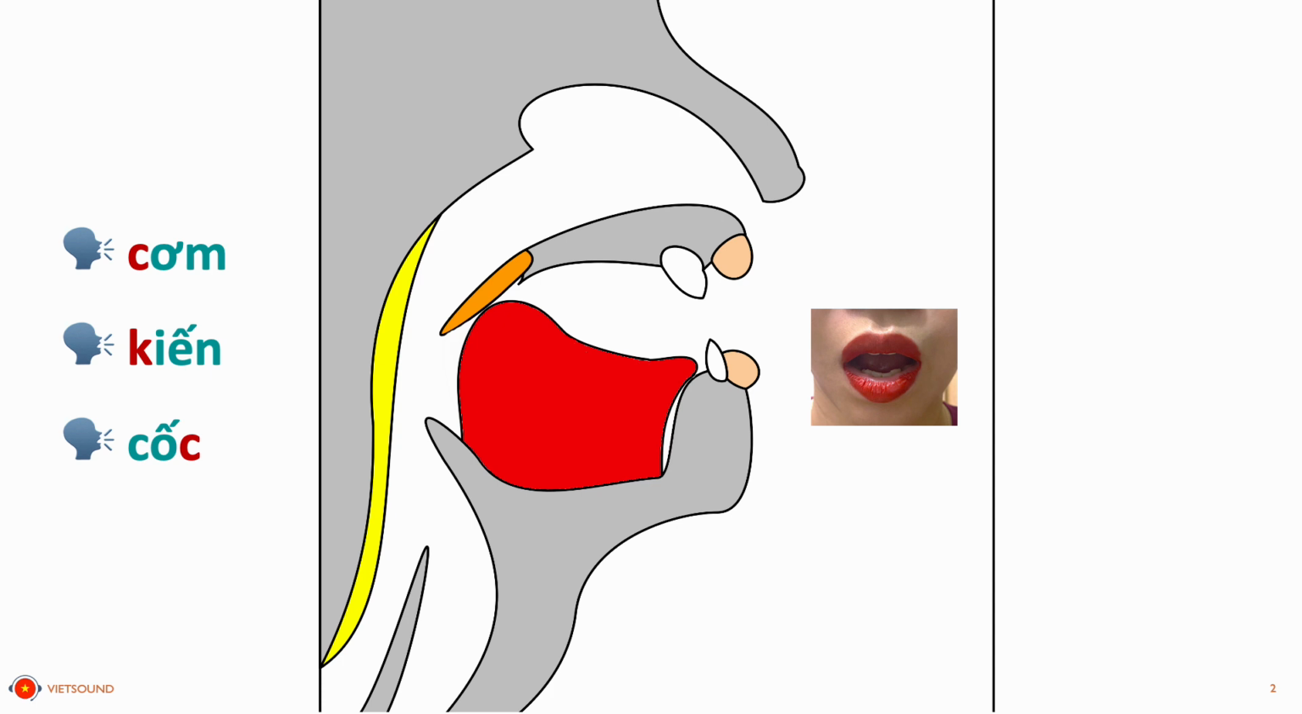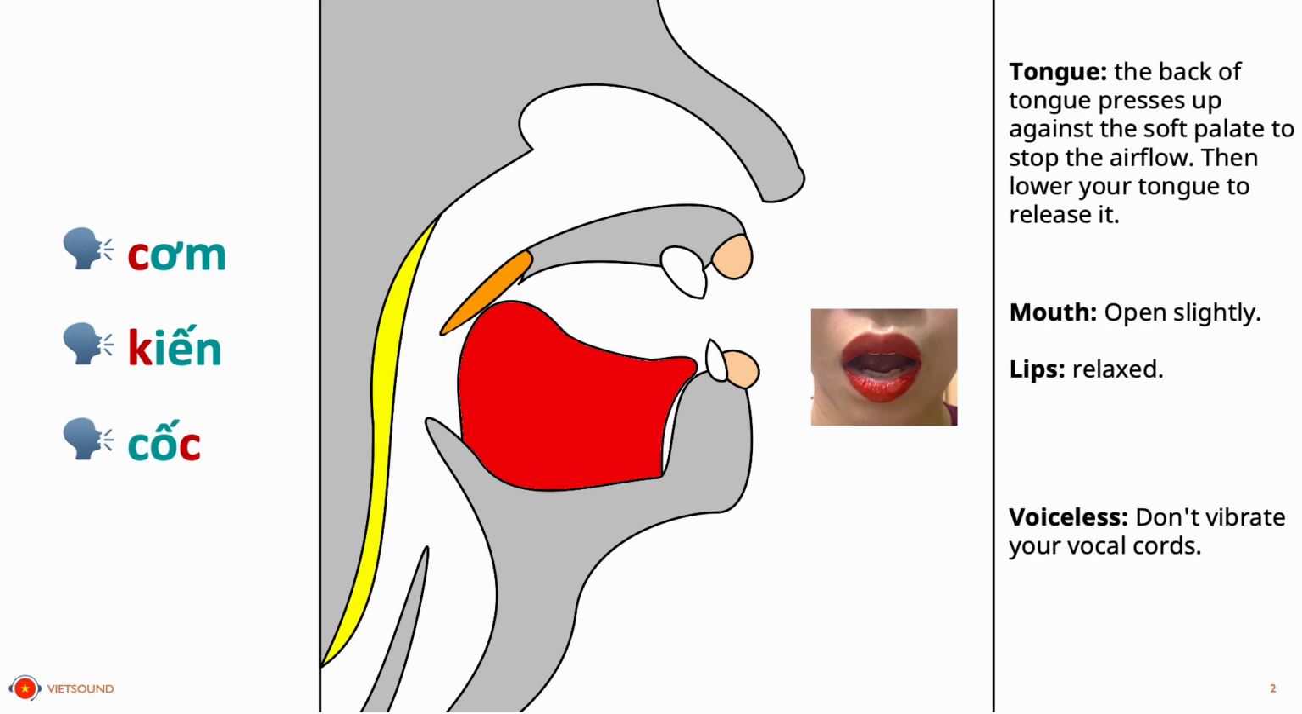The k sound can occur at the beginning of the word, like in the word cơm, or at the middle of the word, like kiến, or at the end of the word, like cốc. Now let's see how to pronounce the k sound.